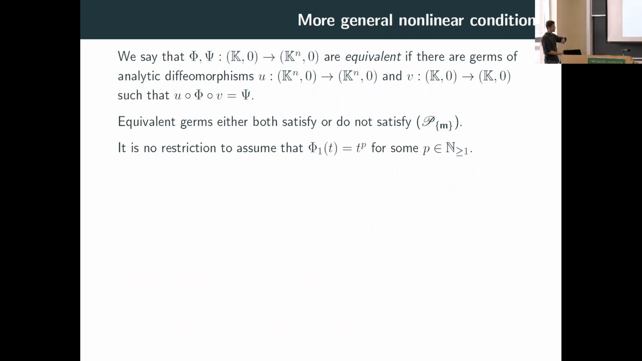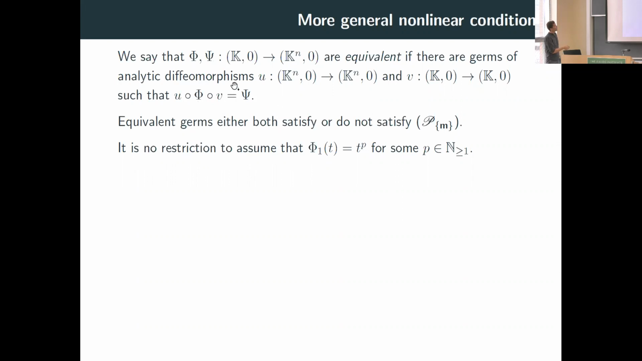But first, for the statement, let me introduce what I mean by equivalent germs. So I have two analytic germs, and I say that they are equivalent if I can find analytic diffeomorphisms such that if I pre-compose and post-compose with these analytic diffeomorphisms, I get from one germ to the other germ, okay? And it's easy to check that equivalent germs either both have this property or they both do not, right?